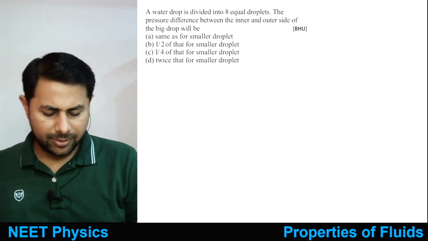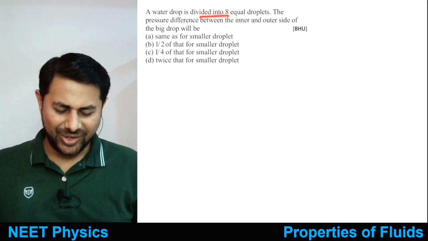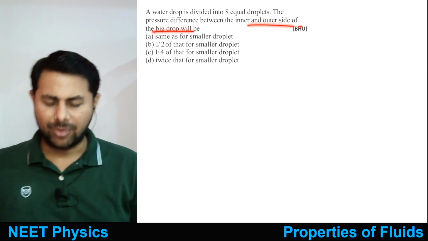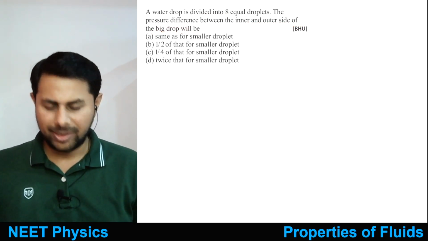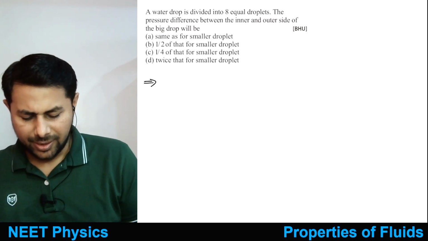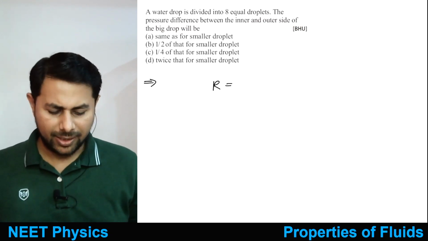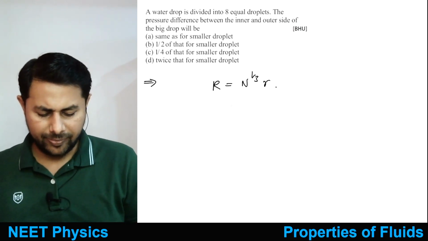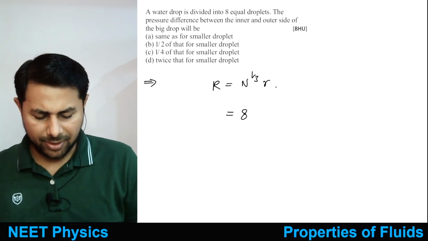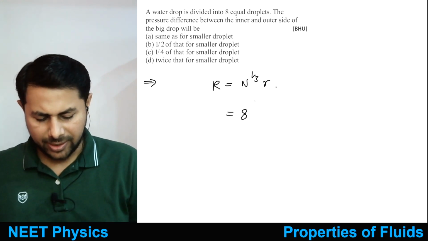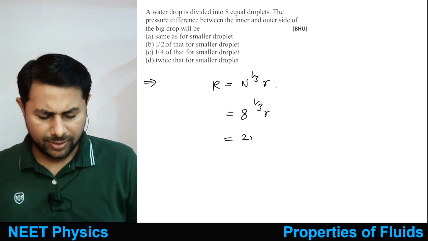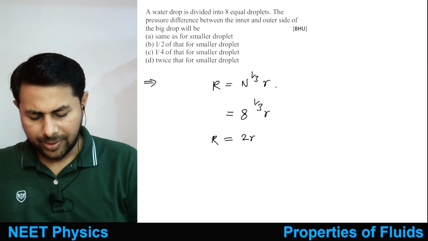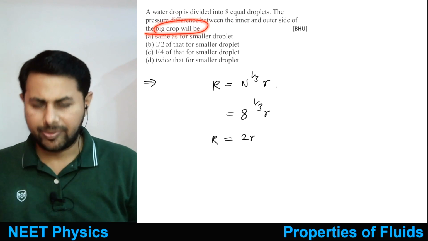A water drop is divided into 8 equal droplets. The pressure difference between the inner and outer side of the big drop will be, tell me. So once again, a big drop has radius capital R, and it's equal to n raised to 1 by 3 times small r. You have 8 drops now, so it is 8 raised to 1 by 3 times small r, which means 2 times small r. This is capital R.